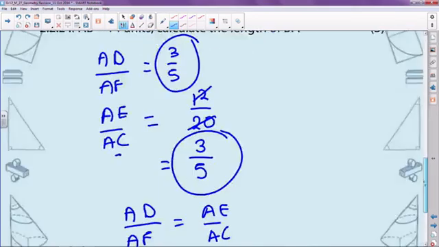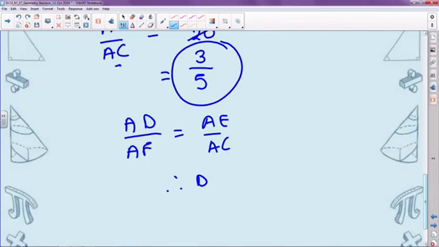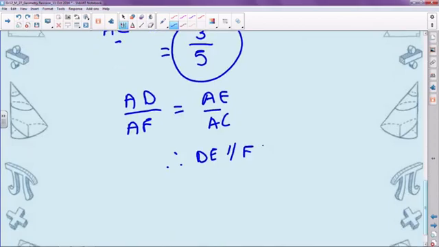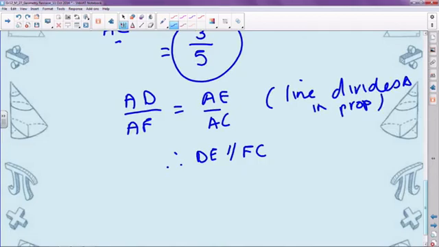Therefore, DE must be parallel to FC, because the line divides the triangle in proportion. So it's really just the converse of that theorem.